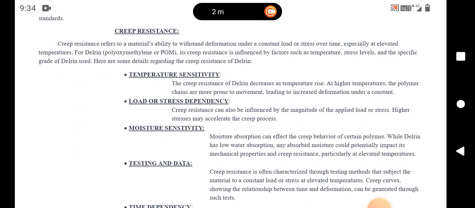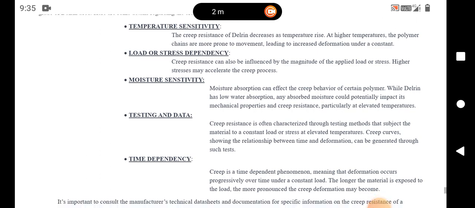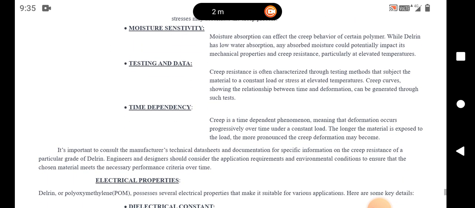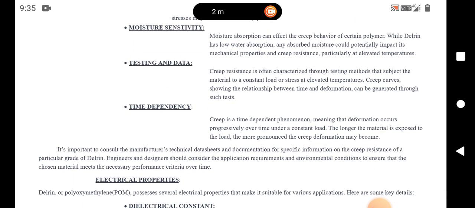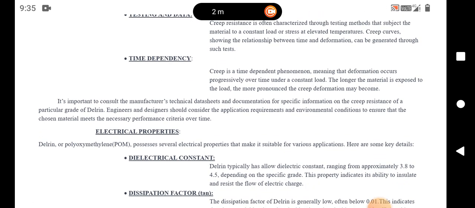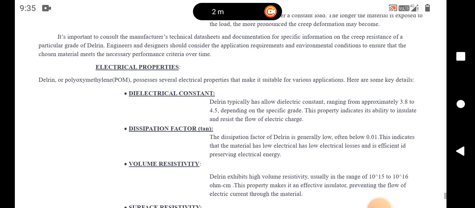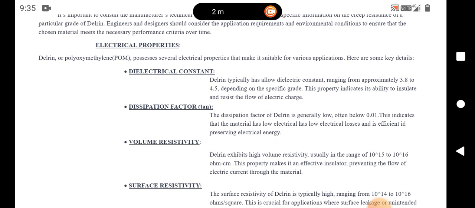Moisture sensitivity can affect the creep behavior of certain polymers, while Delrin has low water absorption, even at elevated temperatures. Time dependency. Creep is a time dependent phenomenon, meaning that deformation occurs over time under a constant load. It is important to consult manufacturers' technical data sheets and documentation for specific information on the creep resistance of particular grades of Delrin. Electrical properties.